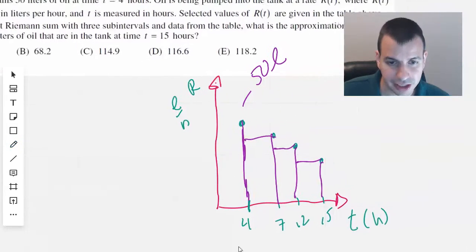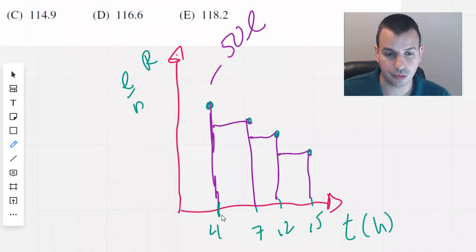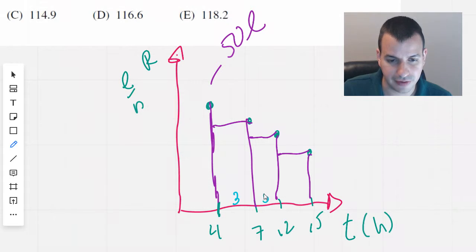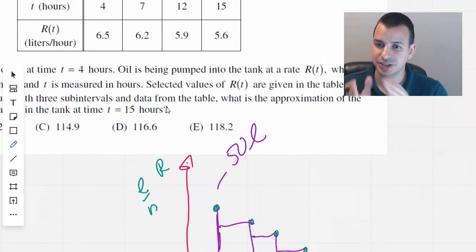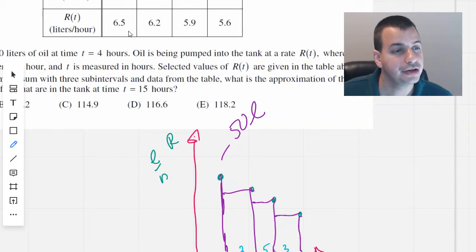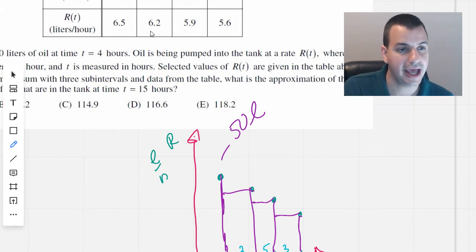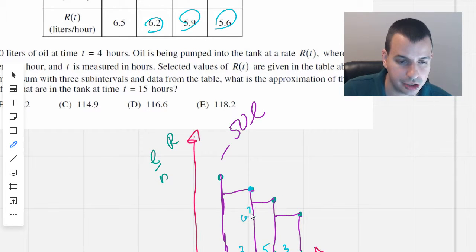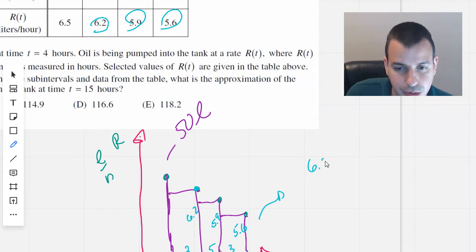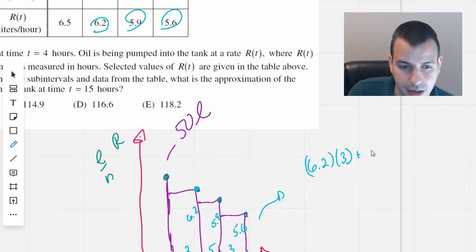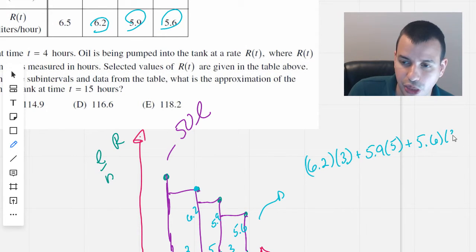And to do that then, I'm going to write down the widths real quick. So this width will be 3, this width will be 5, this width will be 3. Normally Riemann sums all have the same width, but not always. Having the same width is nice because then you can factor out the width. So we'll look at our second dot here, because this is where our height is going to be. So we'll use this dot, and that will be 6.2, 5.9, and 5.6. And so the amount of oil that's going to be added in here will be 6.2 times 3 plus 5.9 times 5 plus 5.6 times 3.